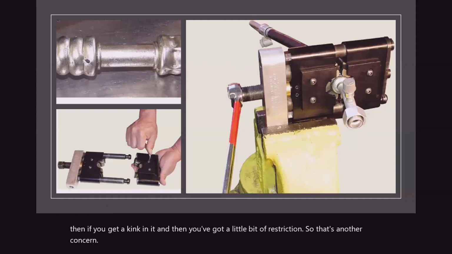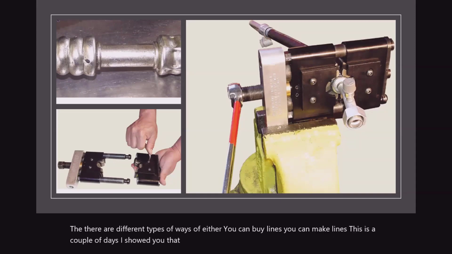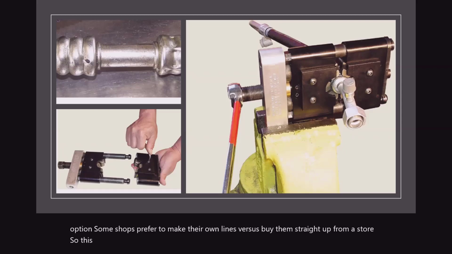There are different ways of getting lines: either you can buy lines or you can make lines. I showed you that little kit we had in the shop the other day, so this is an option. Some shops prefer to make their own lines versus buy them straight out from a store. So this is a crimping device, and we'll put the crimps in properly.